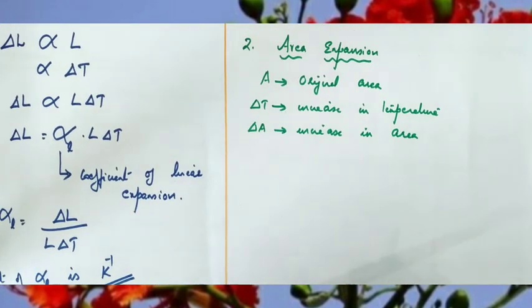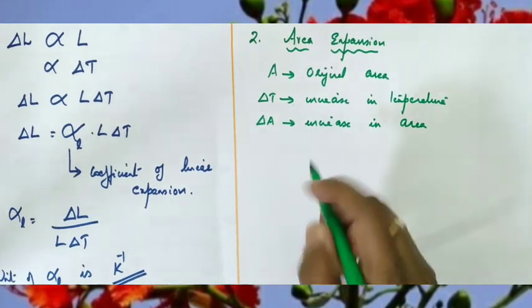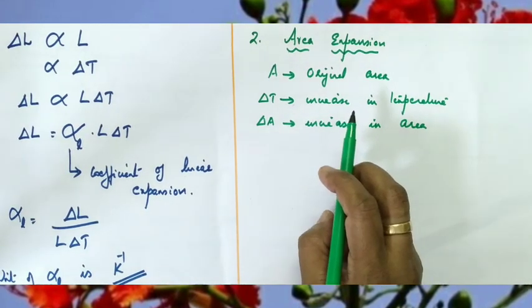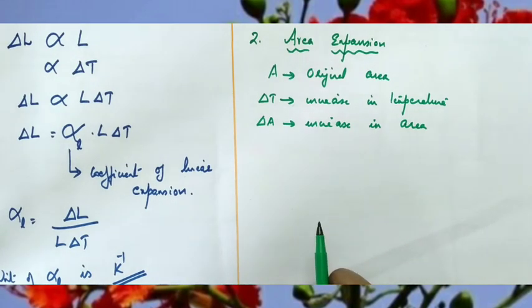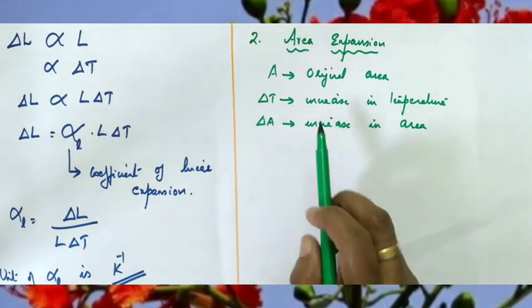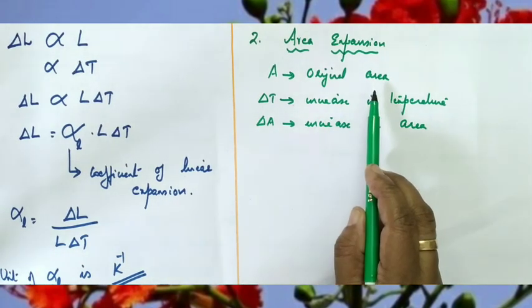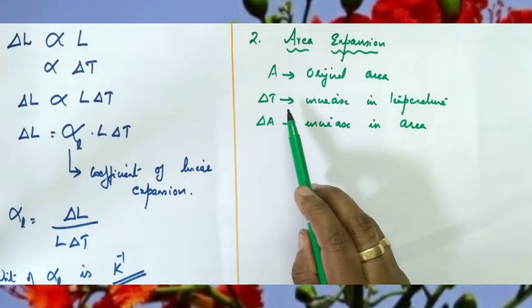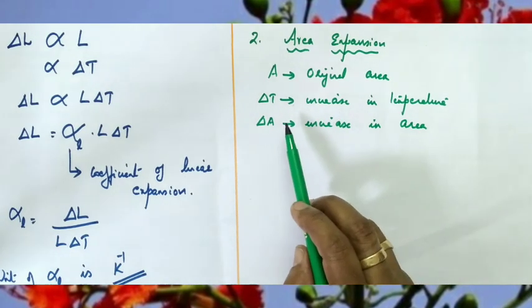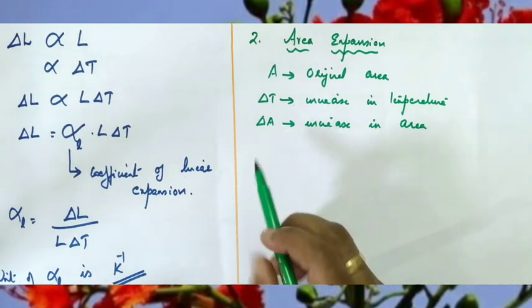Now the second one, area expansion, or otherwise called superficial expansion. Area expansion deals with the increase in area. It refers to the increase in area of a material. Let A represent the original area of the solid. The temperature is increased by delta T, so delta T represents the increase in temperature. Let the increase in area be delta A.